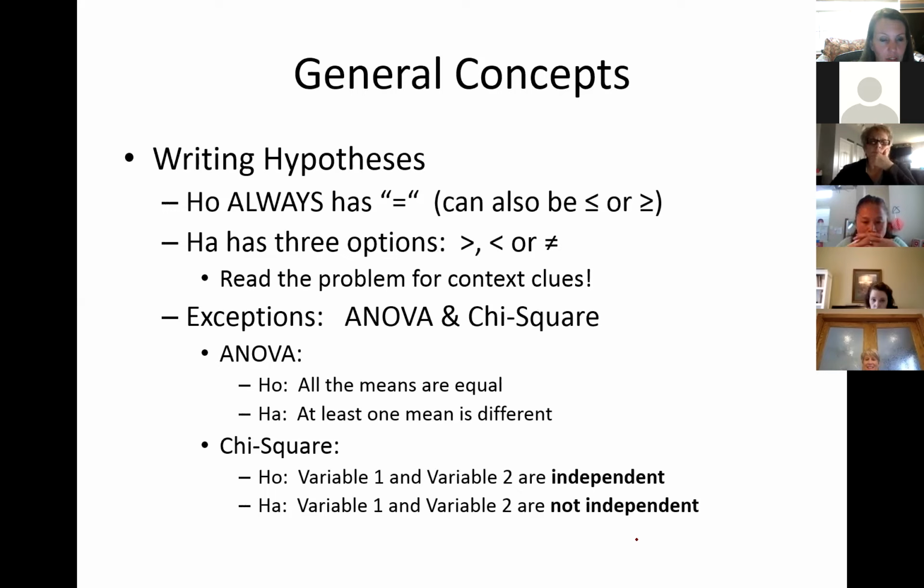The exceptions to this rule for writing your hypotheses are analysis of variance and chi-square. In ANOVA, our null hypothesis is that all the means are equal, and the alternative is that at least one mean is different. In chi-square, the null is that variable 1 and variable 2 are independent, versus the alternative that variable 1 and variable 2 are not independent.